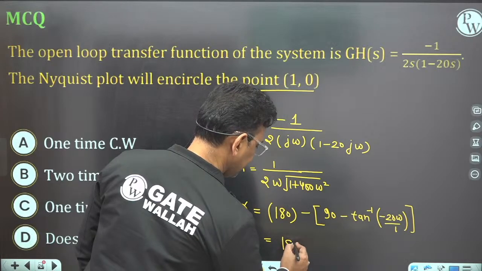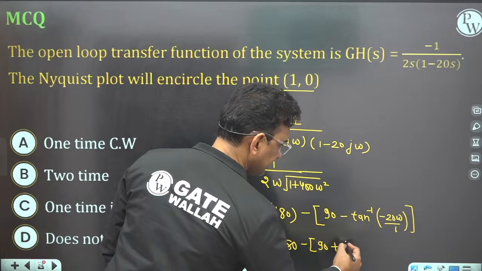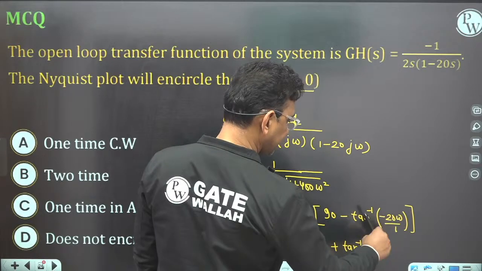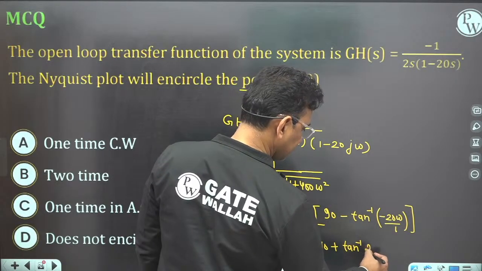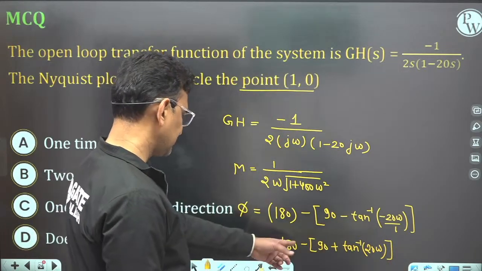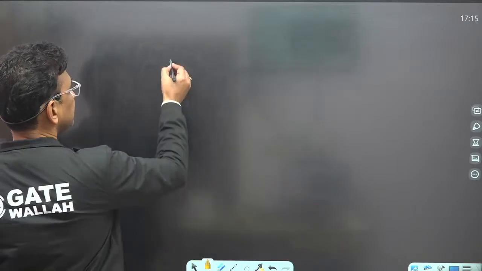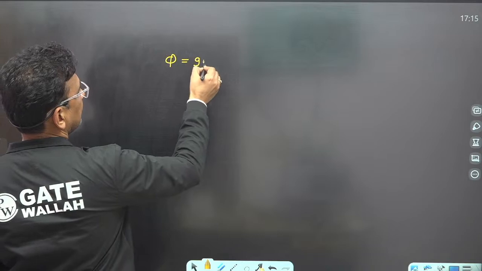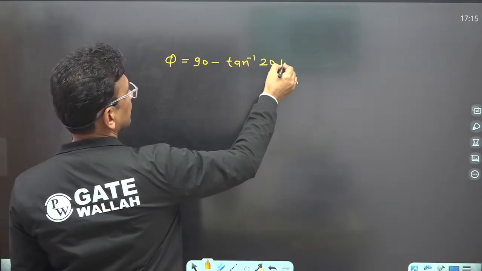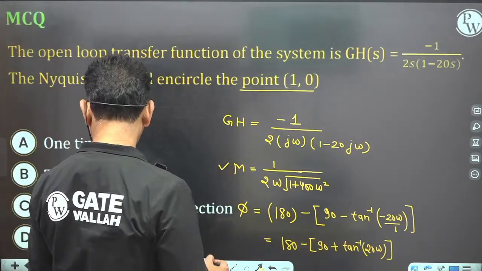So it becomes 180, minus 90, minus tan inverse 20 omega. Clear? So it becomes 90 minus tan inverse 20 omega. So phi becomes 90 minus tan inverse 20 omega. So this is the magnitude and this is the phase angle.